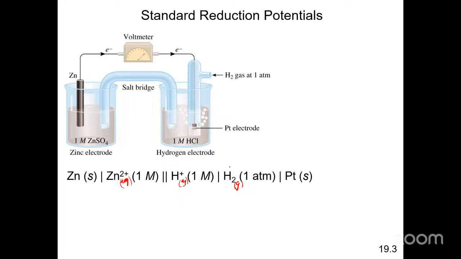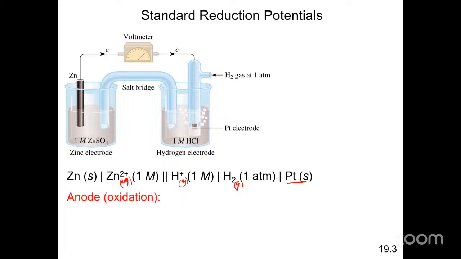And so therefore, this is the cell that results when you hook up the zinc electrode to the hydrogen electrode. Also, as a part of the diagram, you have the platinum electrode here. That is also included. You need to include that because even though it's not actively involved in the reaction, it serves its purpose as a conduit for the electrons going either into the electrode or out of.